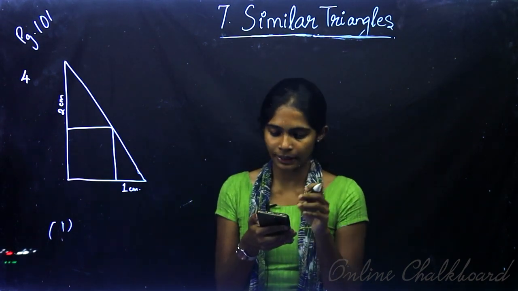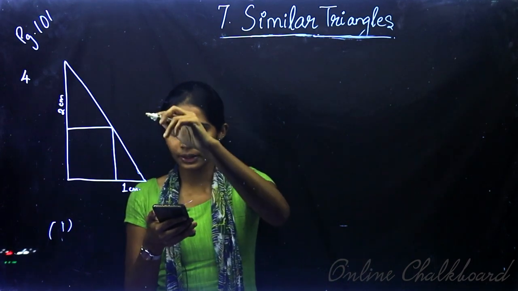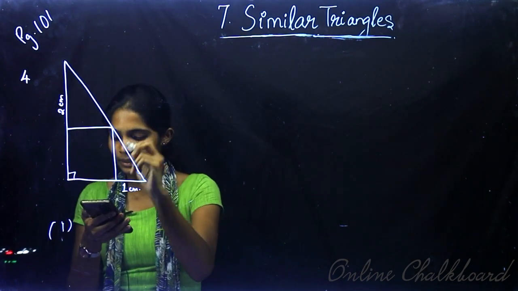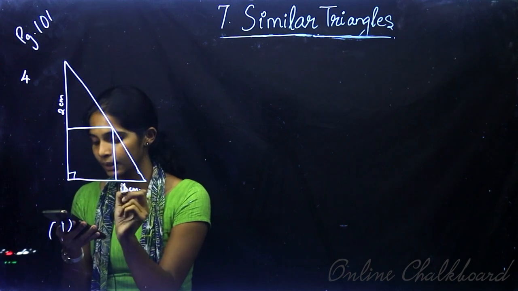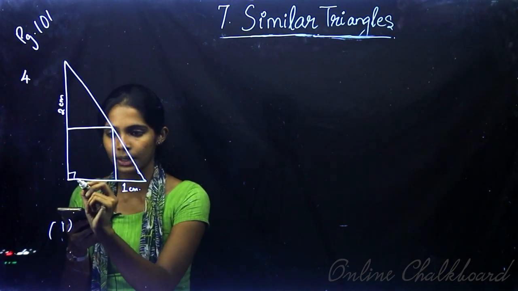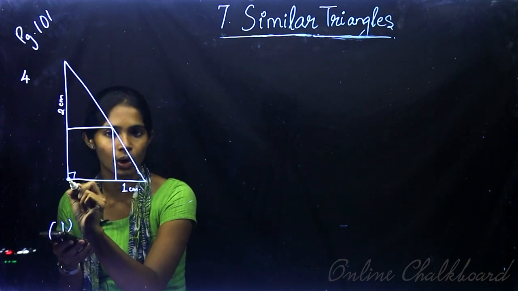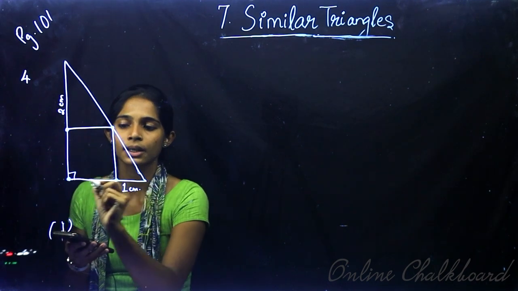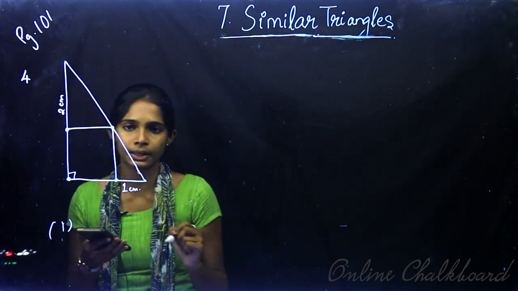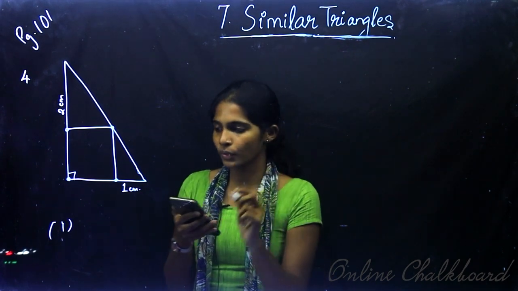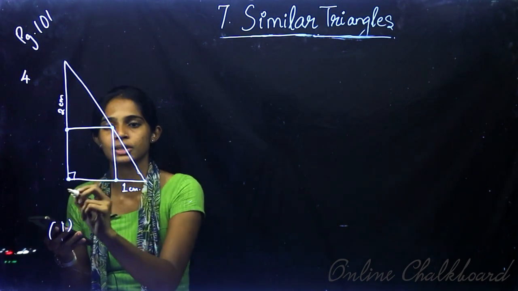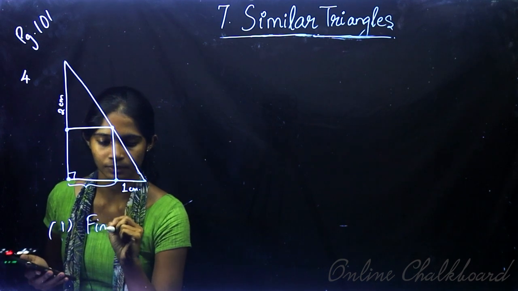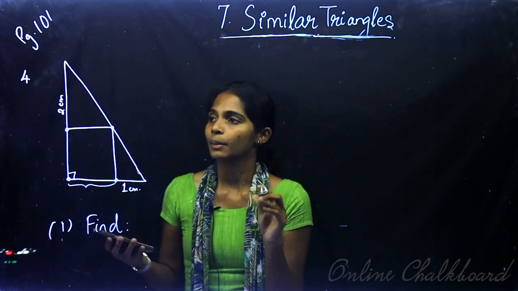First, what does this question say? There is a triangle, a right triangle. Inside that right triangle, we have a square, and the condition is that one corner of the square is a corner of the triangle, and the remaining three corners of the square are on the three sides of the triangle. So your first question is to calculate the length of the side of the square. The side length is the question.